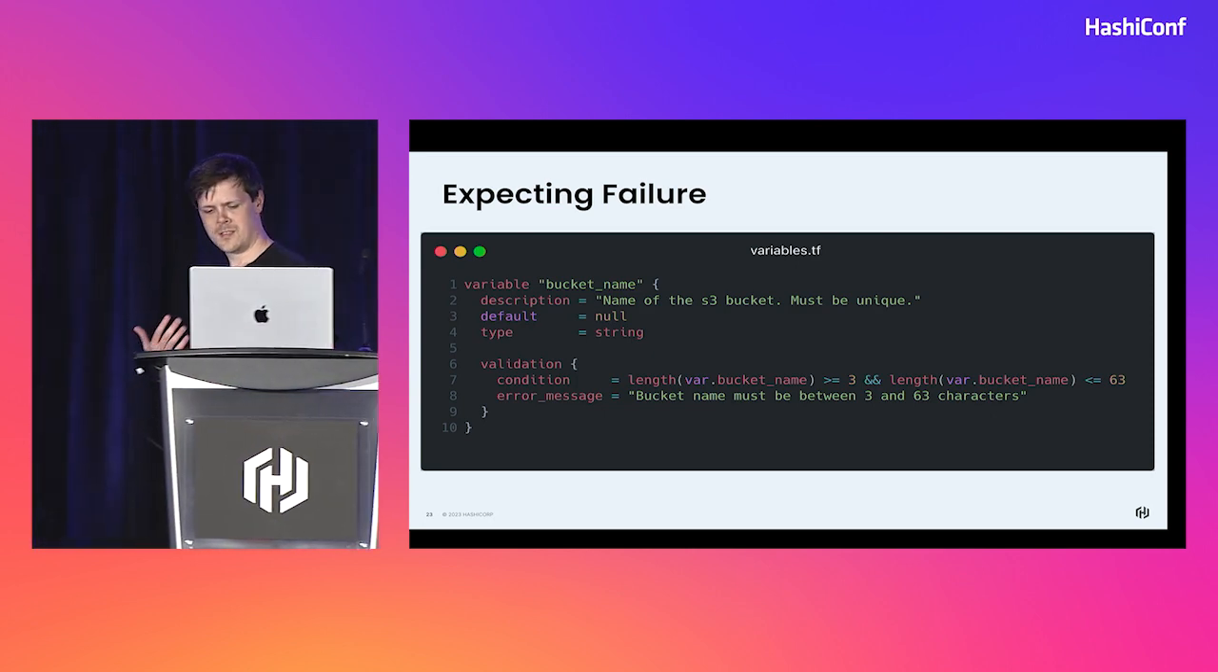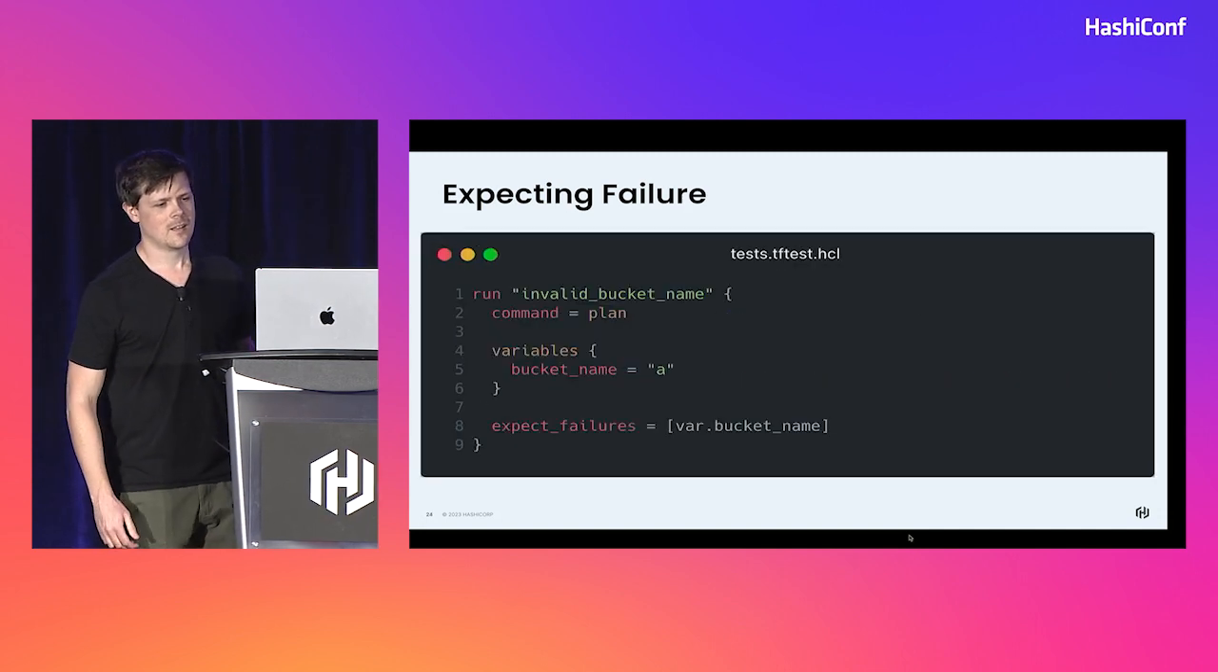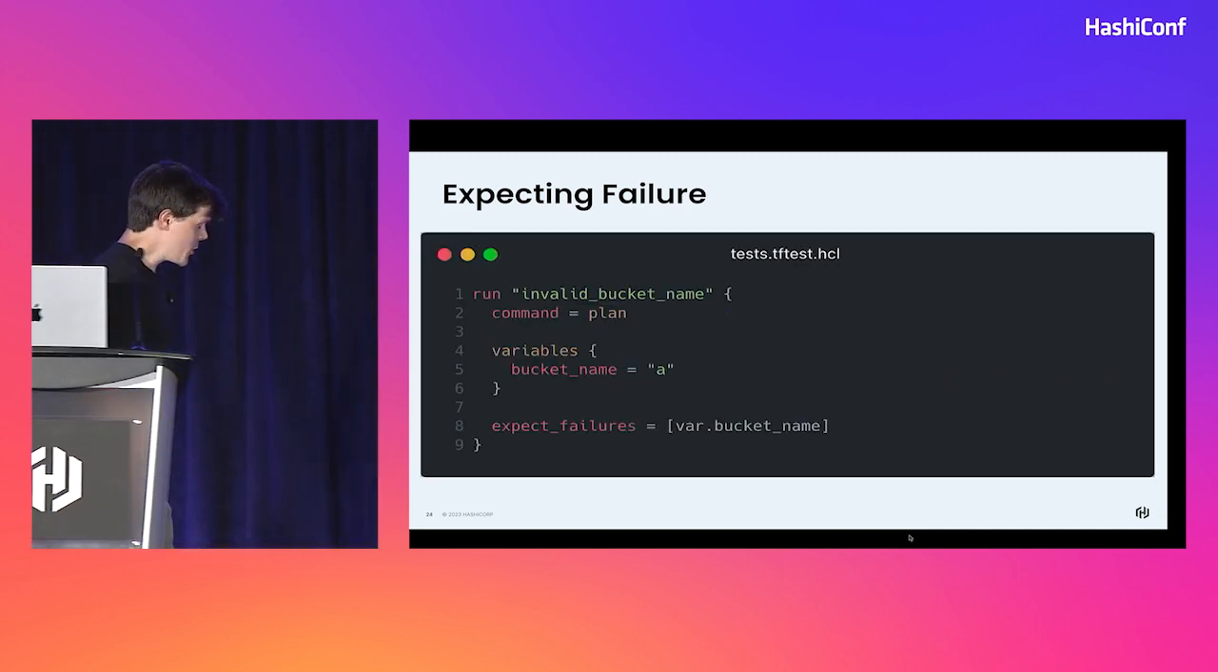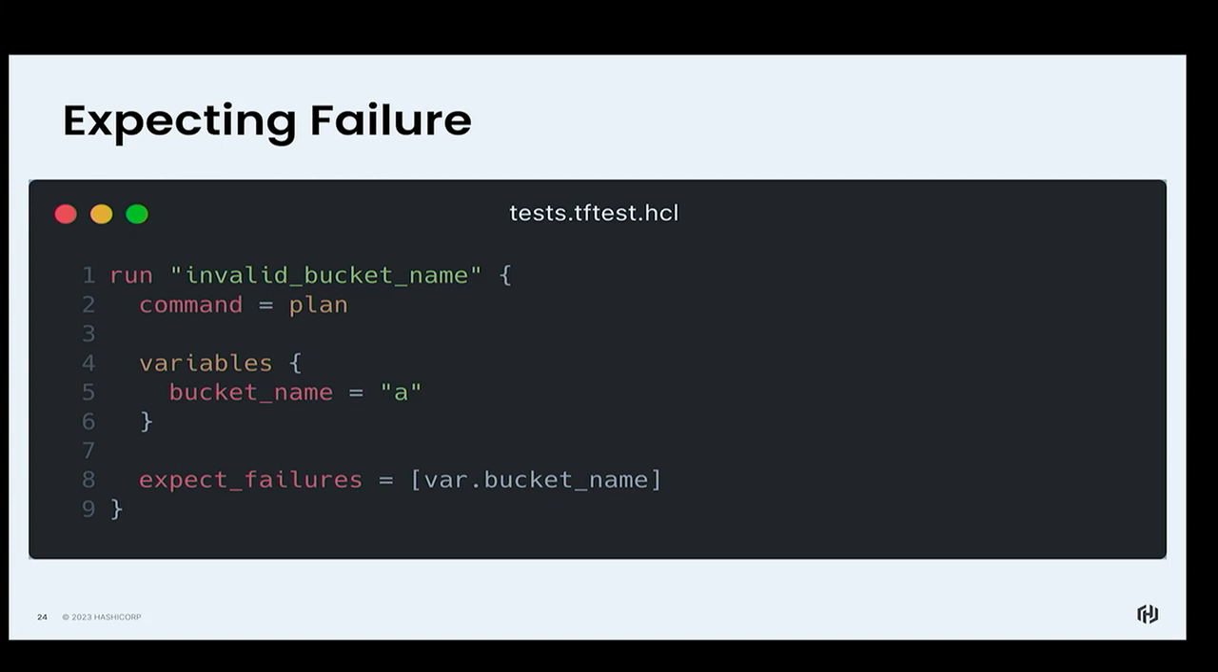So if we look at the test to test this, we can see we're just going to do a plan because this is something that's evaluated at the time of a plan. We're going to set that bucket name to A, so it should fail that validation. And then we use this expect failures field here to say this should fail. In fact, if this doesn't throw an error, this run block will fail because I've explicitly said this should cause an issue. You can use this expect failures field with anything that you can put a custom condition on. So if you're using variable validation, pre and post conditions, you can validate that logic with this feature.